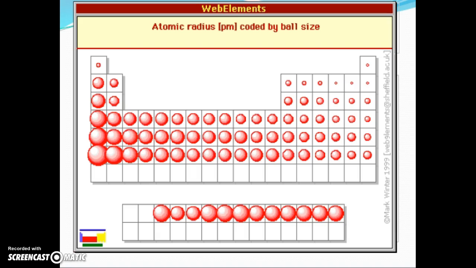And here's a picture of the periodic table. If you look, you see as we go down the groups, we get bigger, bigger, bigger. As we go across the period, we're getting smaller.